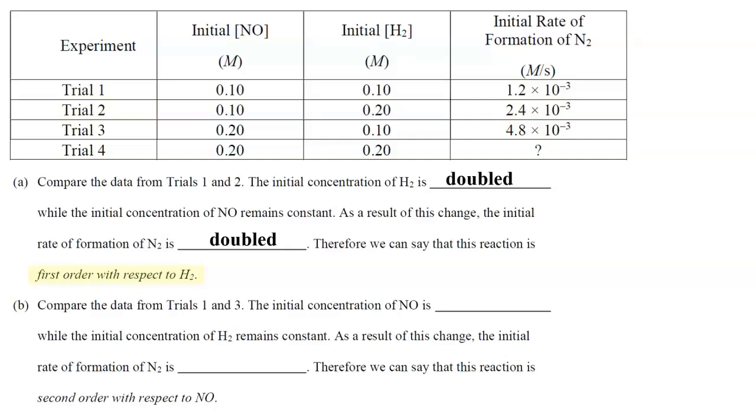Then comparing the data from trials 1 and 3, the initial concentration of nitrogen monoxide is doubled, while the initial concentration of hydrogen remains constant. As a result of this change, the initial rate of formation of nitrogen is increased by a factor of 4, or quadrupled. Therefore, we can say that the reaction is second order with respect to nitrogen monoxide.